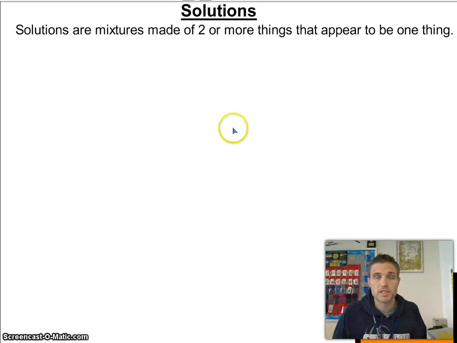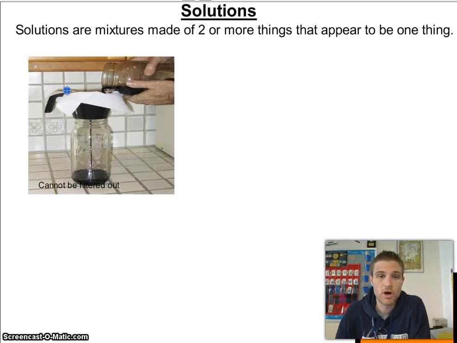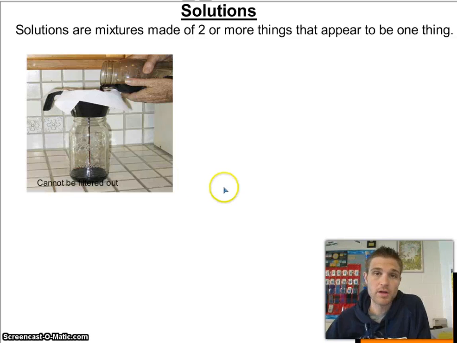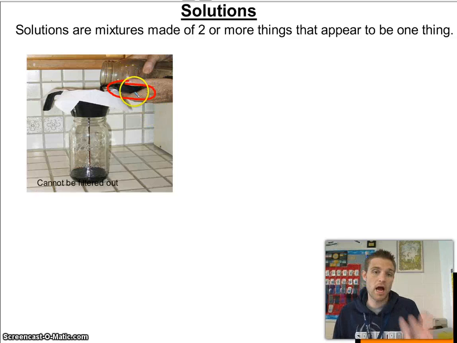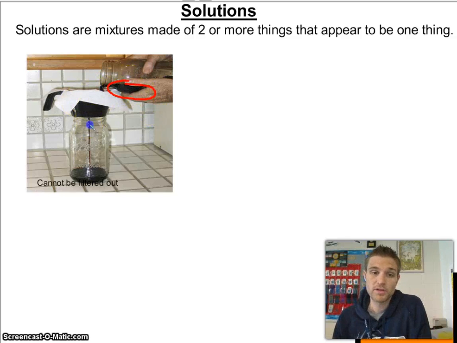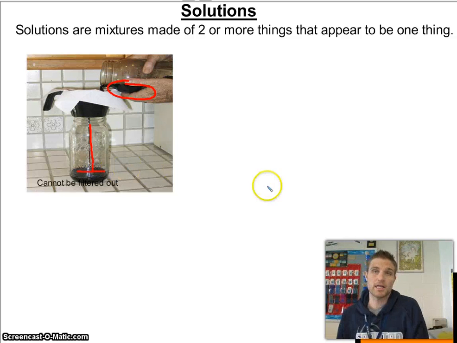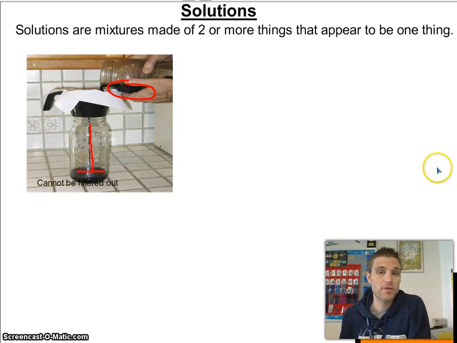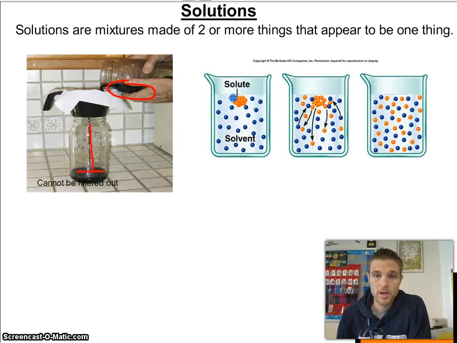All right. Some more things about solutions that we need to know are they cannot be filtered out. So I can see this coffee right here. I can look up here and I can see the coffee beans and the water, but when I pour it through this filter, it comes through and it looks exactly the same because I cannot filter out the different parts of a solution.